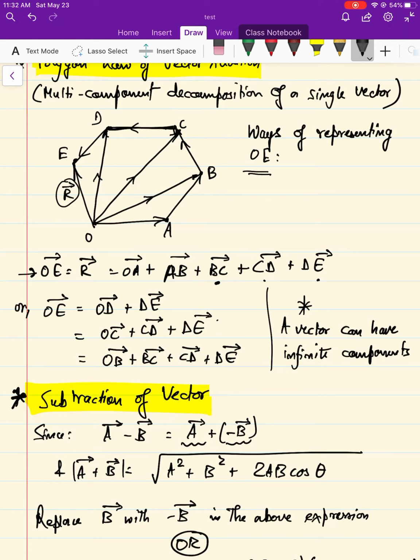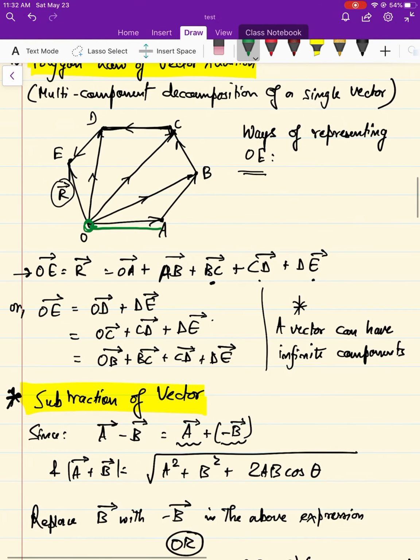So you can see that if I go in this direction, let me take my pen to do it over here. I'm starting from this point O, and I'm going in this direction, AB, and then BC, and then CD, and then DE, and finally I reach the point, because OE is my vector. So R vector can be represented by OA plus AB plus BC plus CD plus DE. Alternatively, I can also write that as OC plus CD plus DE. Also, I can write it as OD plus DE. Also, I can write that as OB plus BC plus CD plus DE. So overall, we get the vector which is OE.